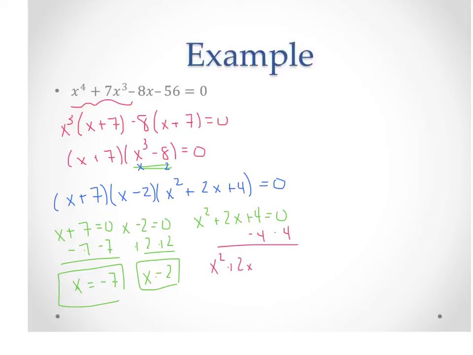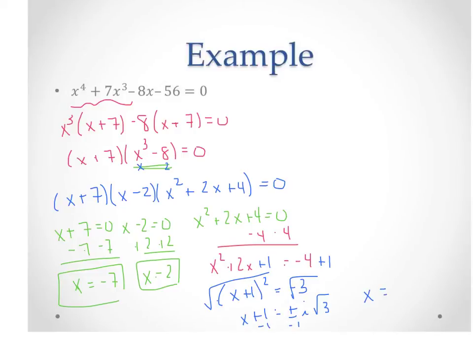So if we move our 4 to the other side, it becomes a negative 4. So remember, your first step, move c to the other side. Second step is take half of b, which is 2, so half of 2 is 1, square it, add that to both sides. Then you're going to factor, this is x plus 1 squared equals negative 3, square root both sides, x plus 1 equals plus or minus i square root of 3, subtract the 1, x equals negative 1 plus or minus i square root of 3. So there's our 4 answers: negative 7, positive 2, and negative 1 plus or minus i square root of 3.